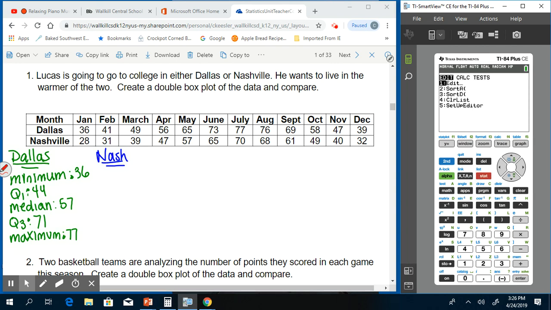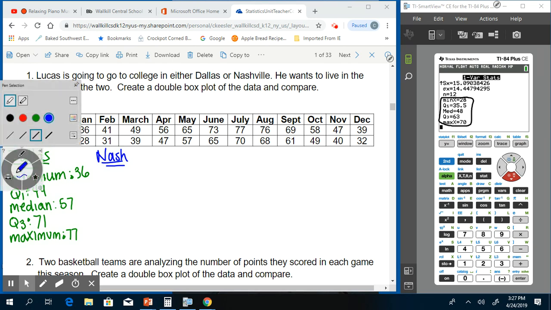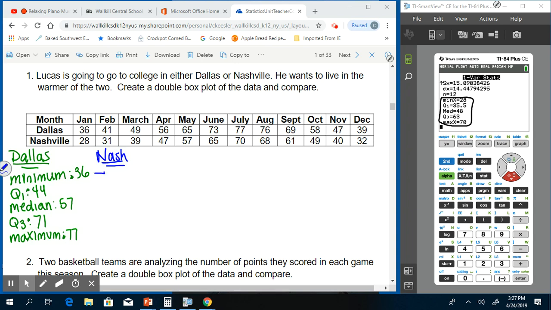Go back to stat, go back to calc, one variable statistics, enter all the way down. And we have, again, our 5-number summary, which is our measures of variation. So we know that the minimum for Nashville is 28. Quartile 1 is 35.5. The median is 48. Quartile 3 is 63. And the maximum is 70.